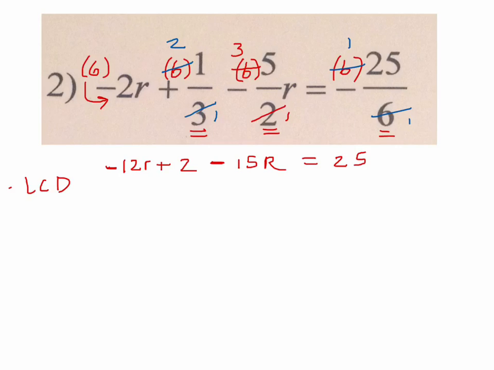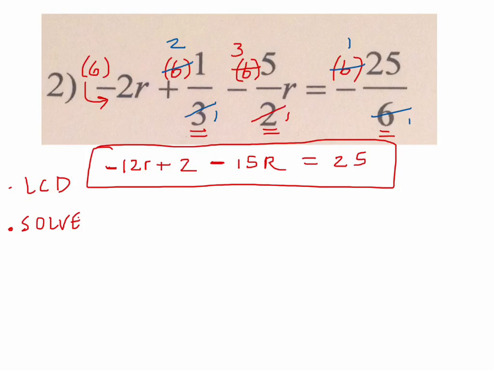And now we just need to finish the problem off, which is the final step. Solve. These problems are much more easily solved in this state right here. This is the same problem that we had before, but it's a little easier to wrap our heads around. Negative 12r plus 2 minus 15r is equal to 25. That looks much easier to most people than the original problem of negative 2r plus a third minus 5/2 r is equal to negative 25 over 6.